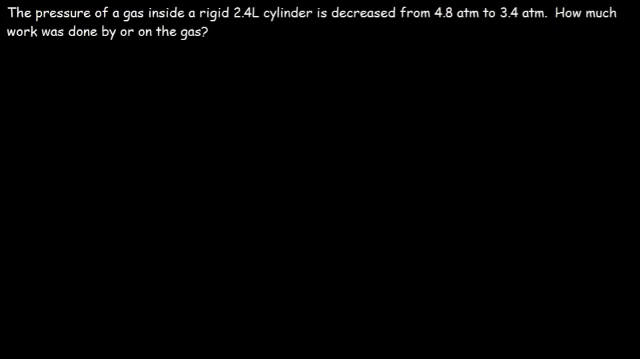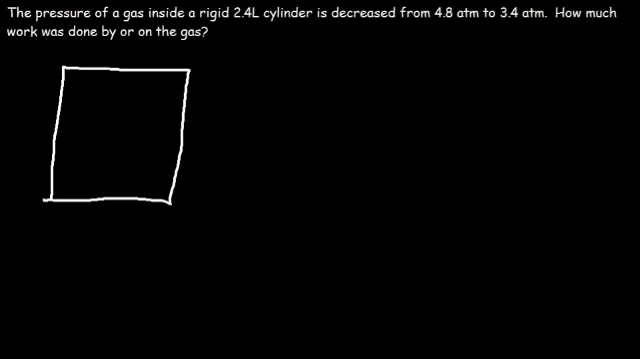The pressure of a gas inside a rigid 2.4 liter cylinder is decreased from 4.8 to 3.4 atm. So how can we accomplish this? Well, let's say we have a metal rigid cylinder and there's a gas inside. And let's say the temperature of this gas is 300 Kelvin. And at this temperature, let's say that the pressure is 4.8 atm.